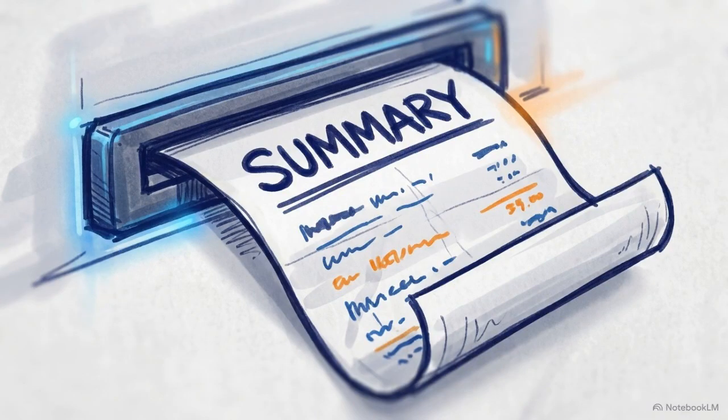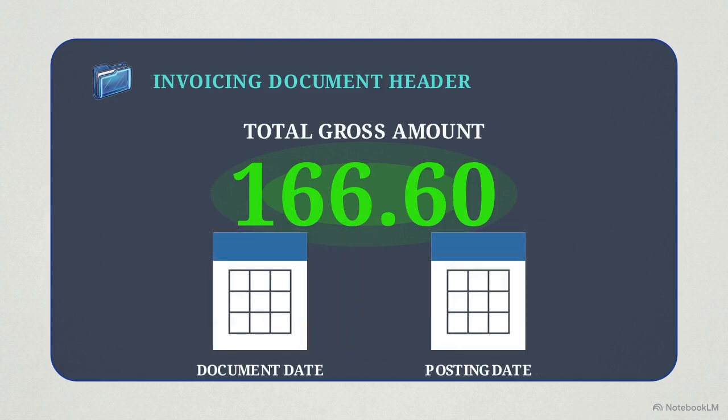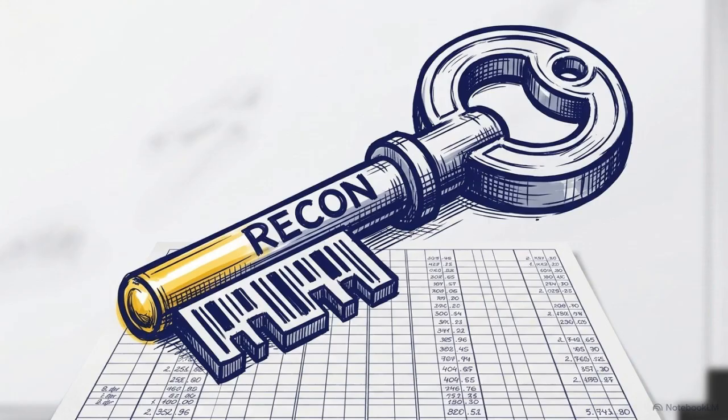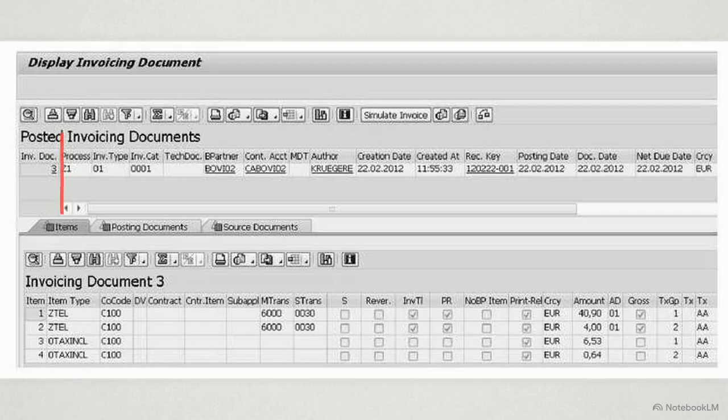The header also contains the financial summary. For Bovi, that's a total gross amount of $166.60, along with the precise document and posting dates. Crucially, the header stores the reconciliation key. The system requires this specific key later to transfer these summarized totals out of the subledger and into the general ledger. Element 3 is the items.